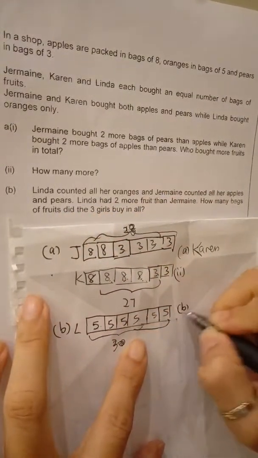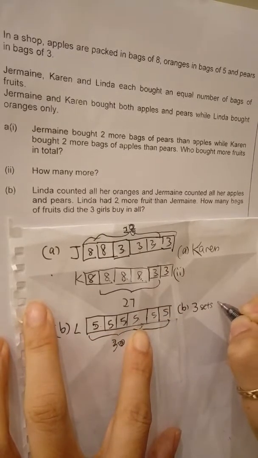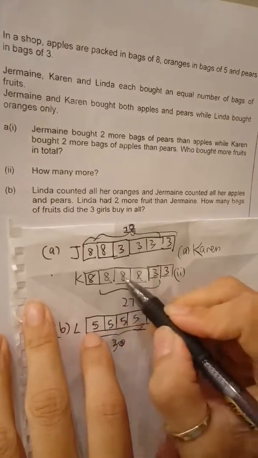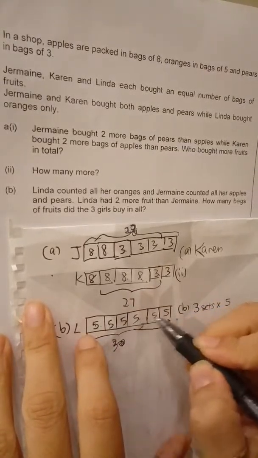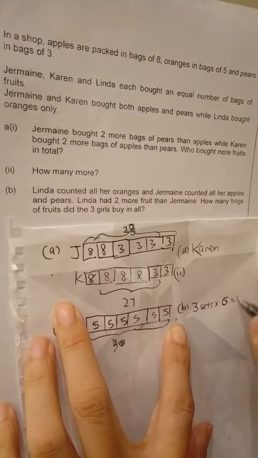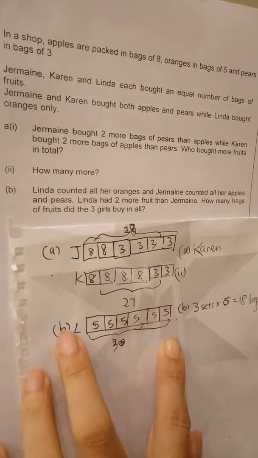So for part B, I have 1, 2, 3, 4, 5. I have 3 sets of 5, right? Each of them bought 5. Sorry, 1, 2, 3, 4, 5, 6. So 3 sets of bags. I get 18 bags. The answer behind is wrong. They put 18 fruits. It's 18 bags.